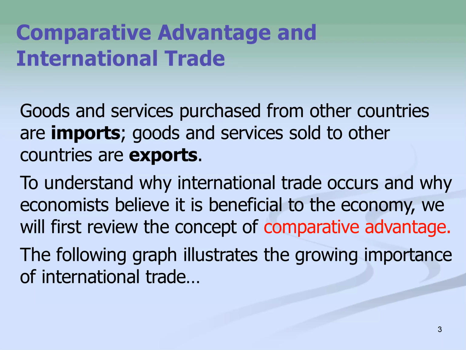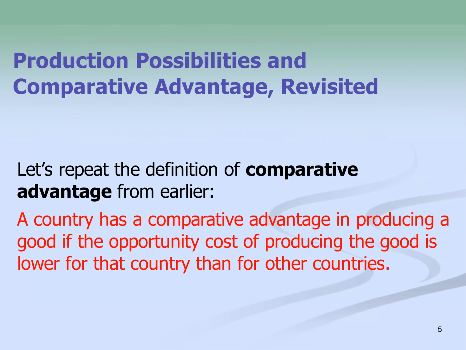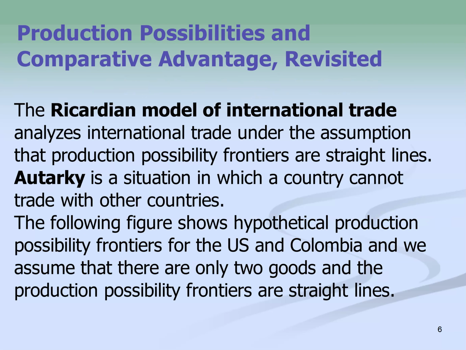And whoever can export the most has an absolute advantage, but whoever can export with the lower opportunity cost actually has the comparative advantage, and that's what we're looking at here. So a country having a comparative advantage is going to have a lower opportunity cost of producing those goods.